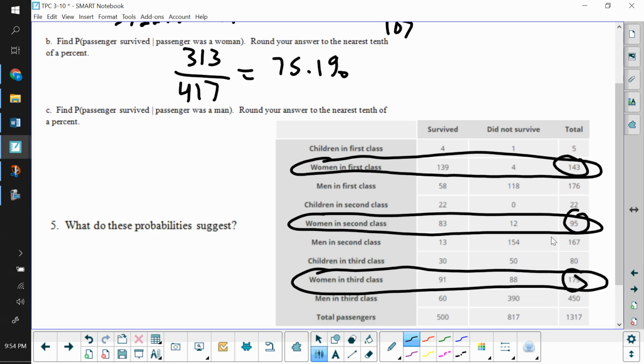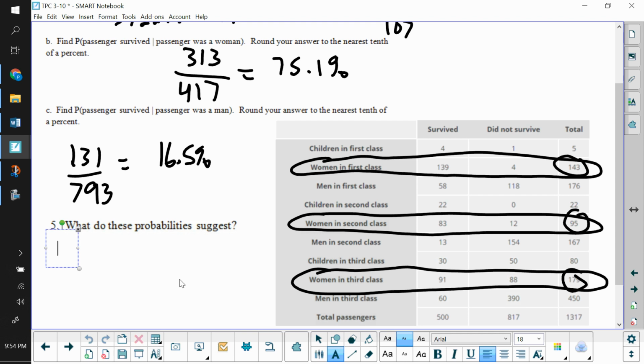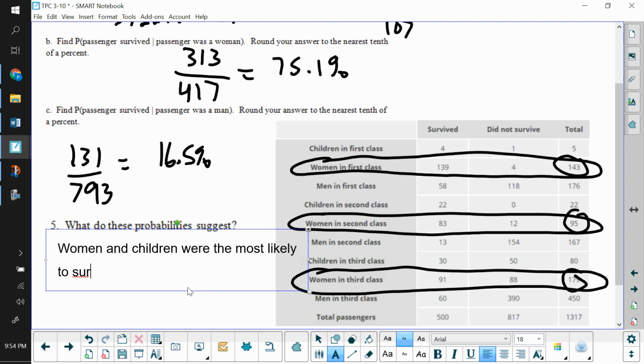So for part C, we should have gotten 131 over 793, which in the end would have given us 16.5% when you're rounding. And your conclusion, hopefully you found something like women and children were the most likely to survive. Or you could say men were the least likely to survive. That would be okay as well.